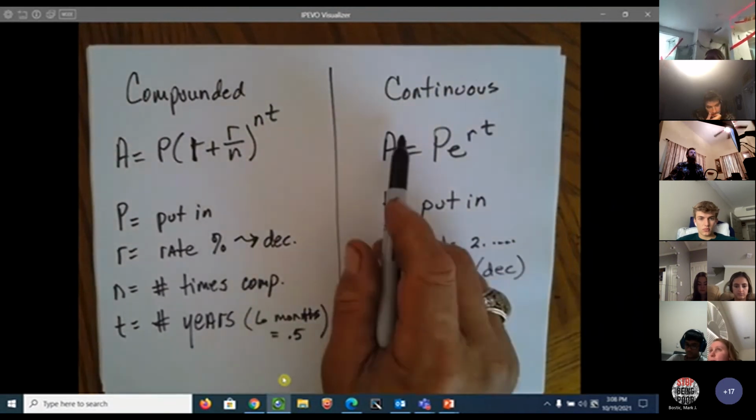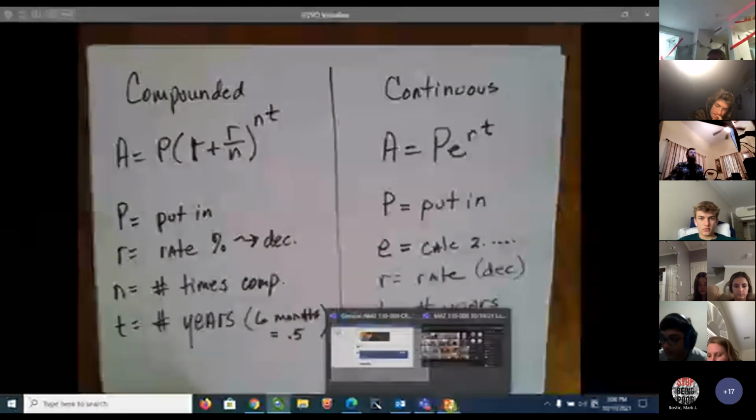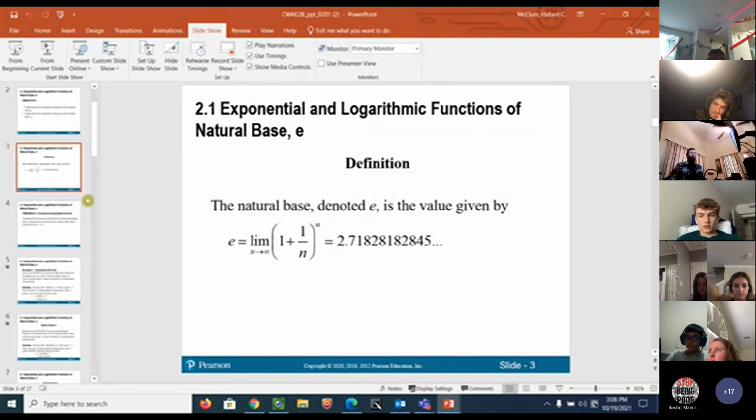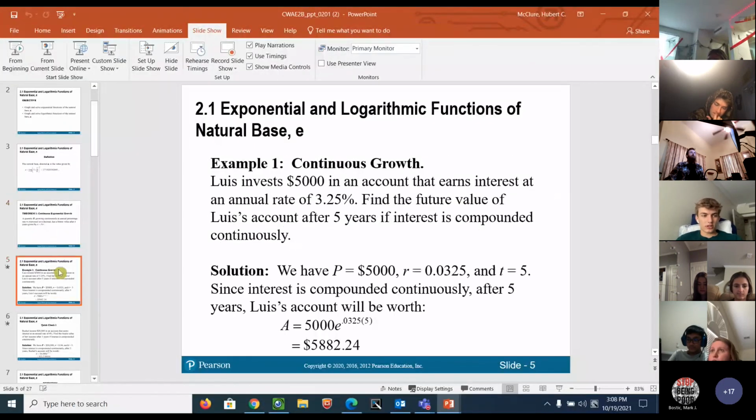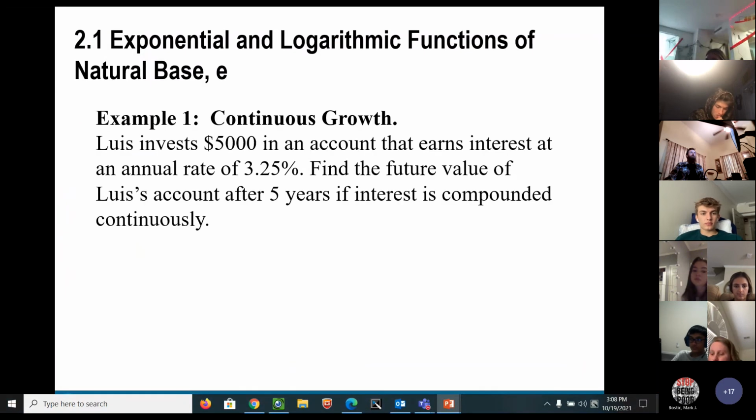The main thing about these two is to make sure you understand how to use your calculator, because it's very simple. I'm going to give you a problem here and make sure you can do it. Go ahead and write that down. Lewis invests $5,000 in an account that earns interest at an annual rate, compounded continuously. Find the future value of Lewis's account after 5 years if interest is compounded continuously.